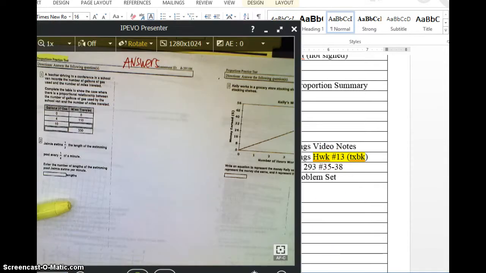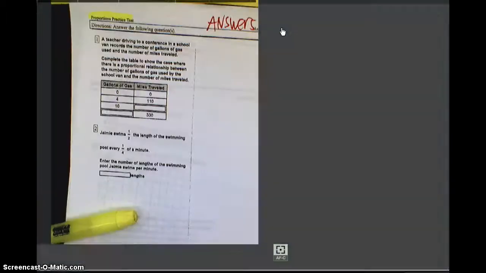We're going to go ahead and work on this worksheet, which is the proportions practice test. So I'm not going to go over the book work with you. Instead, I'm going to go over the practice test. The practice test is going to help you with Friday's test, and so this practice test should be completed by Friday. So that means you have tonight as well as the next night to finish it. All right, let's go ahead and tackle question 1.